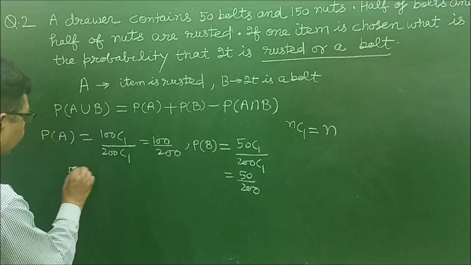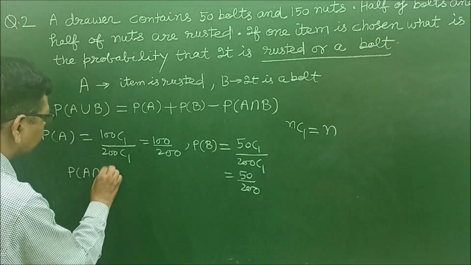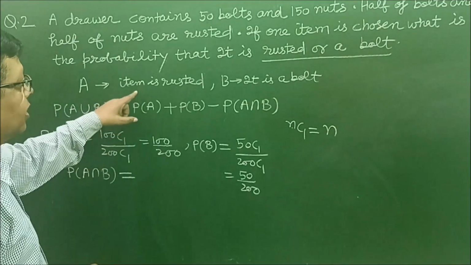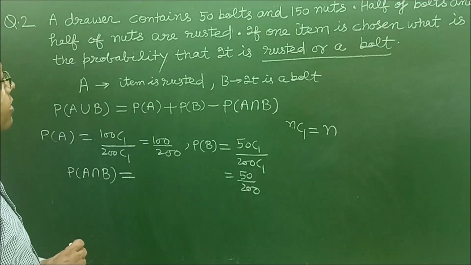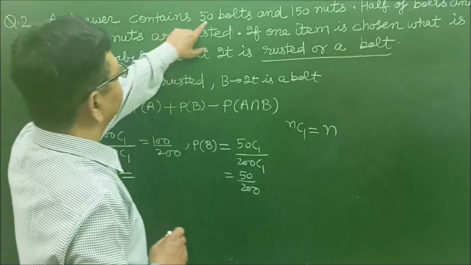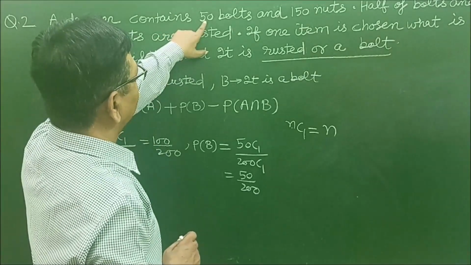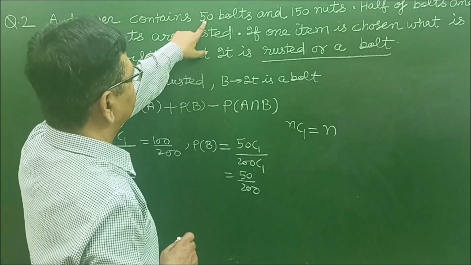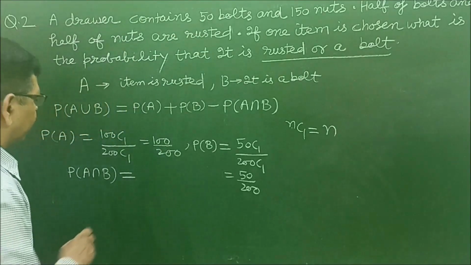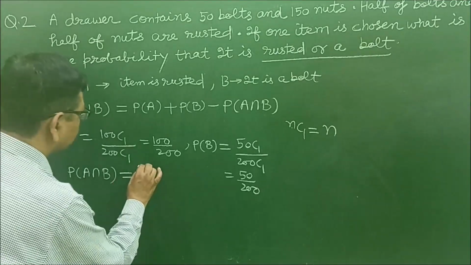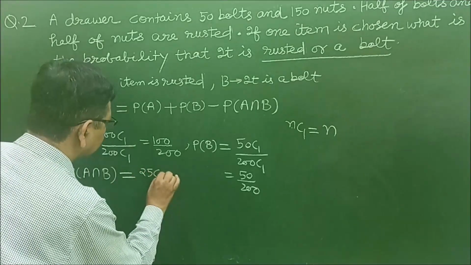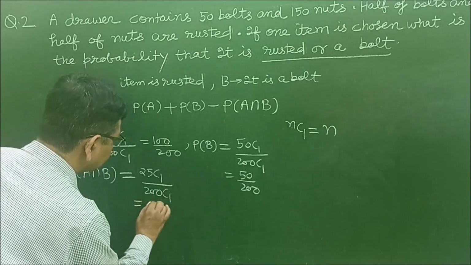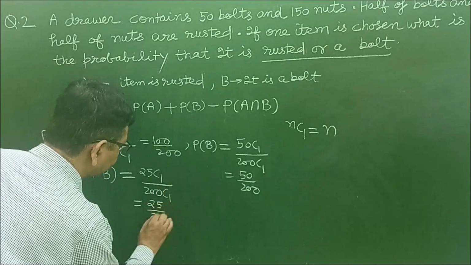Now probability of A intersection B. Probability of A intersection B is the item is rusted and bolt. How many bolts are rusted? Because there are in all 50 bolts, and out of 50 bolts, half are rusted, that is 25 bolts are rusted. So out of 25, you need to select one bolt, 25C1 upon 200C1, which is equal to 25 upon 200.